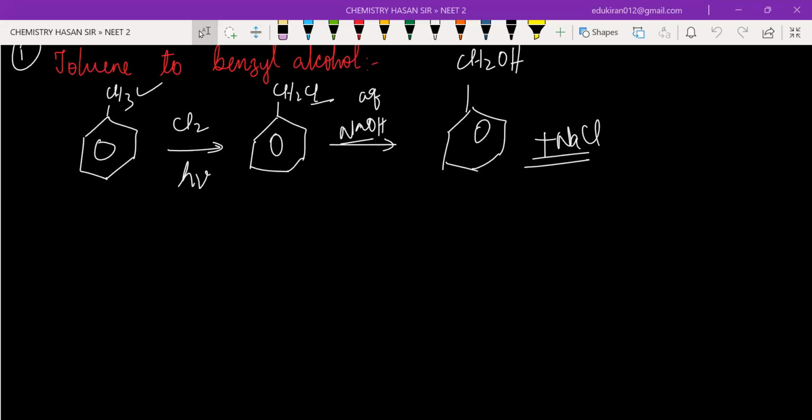So we are going for the next conversion. We did this part, this part, this part. Did benzyl to toluene to benzyl alcohol. Okay. The next I'm going to give you is very easy. Ethanol to ethyl fluoride.